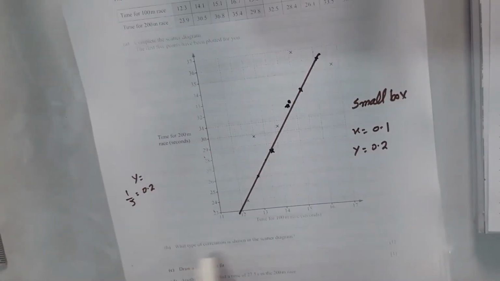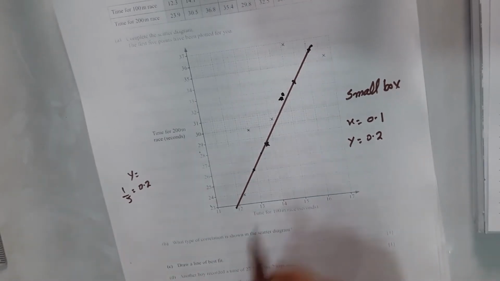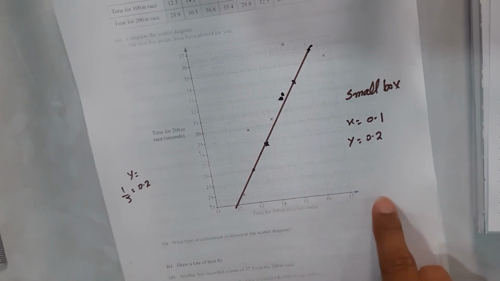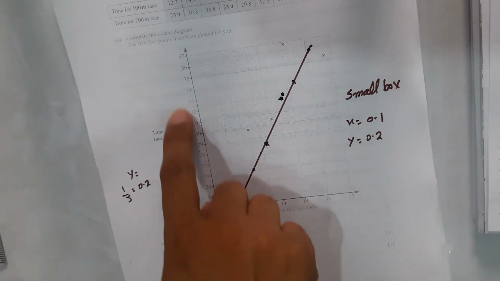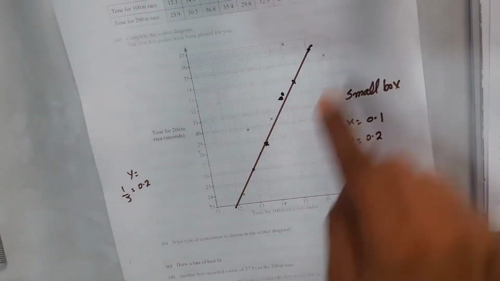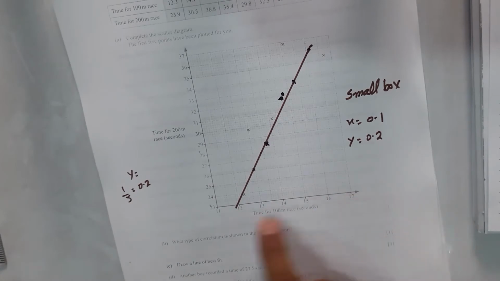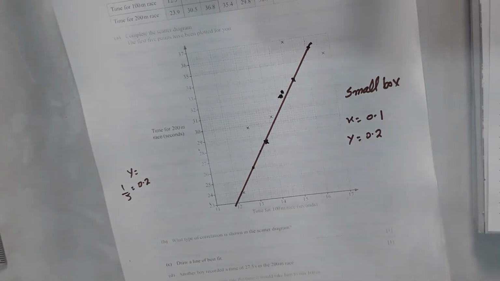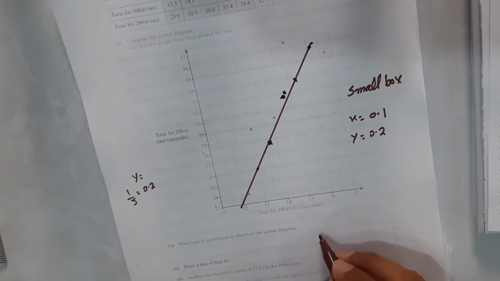Then we have to find what type of correlation exists. The correlation is positive. Look at the question. When the time for 100 meter is increasing in this way, the time for 200 meter is also increasing. The line is going toward the right and upward. So this is positive correlation, because when one is increasing, the other is also increasing.